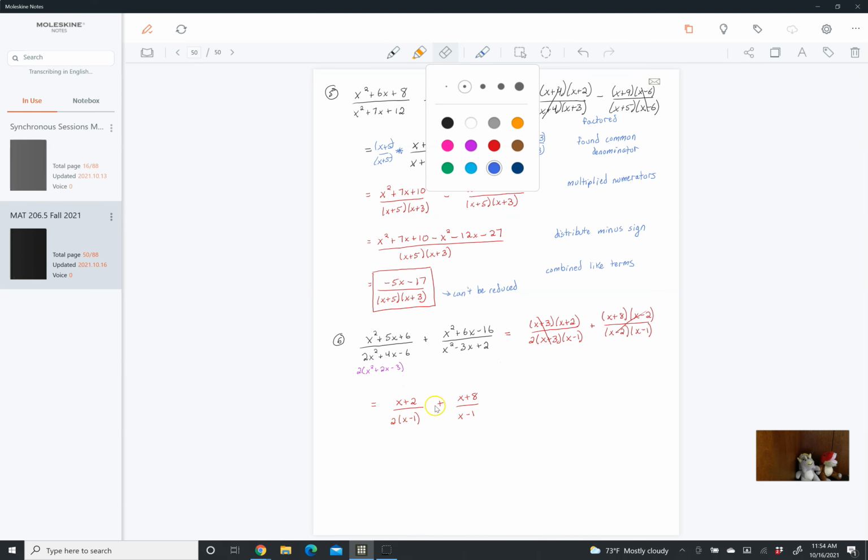What does the other denominator have that this one doesn't? Nothing. The other denominator has an x minus 1. This one has an x minus 1. This doesn't get multiplied by anything. Now we go to this second fraction. What does the other one have that this one doesn't? A 2. That's it. It has a 2 and an x minus 1. The x minus 1 is already here. So we multiply by 2 over 2.